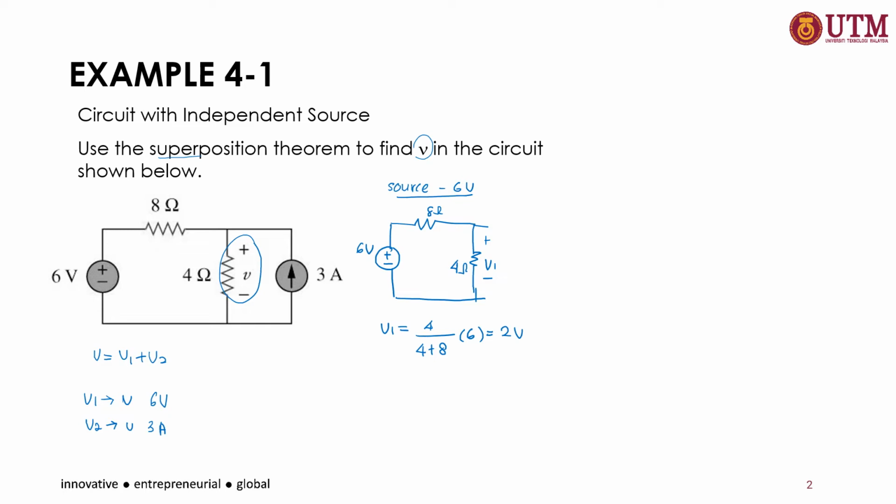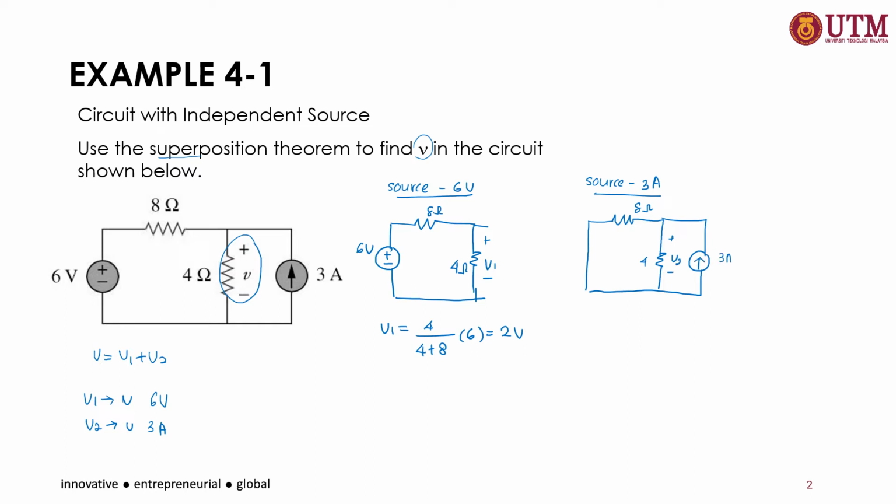Okay, and then we find the V based on the 3 ampere current source. For this 3 ampere, we need to discard the 6 volt. This is a voltage source, so we need to make it a short circuit. We do a short circuit and then we redraw the circuit. We will get this circuit now, and this will be your V2.